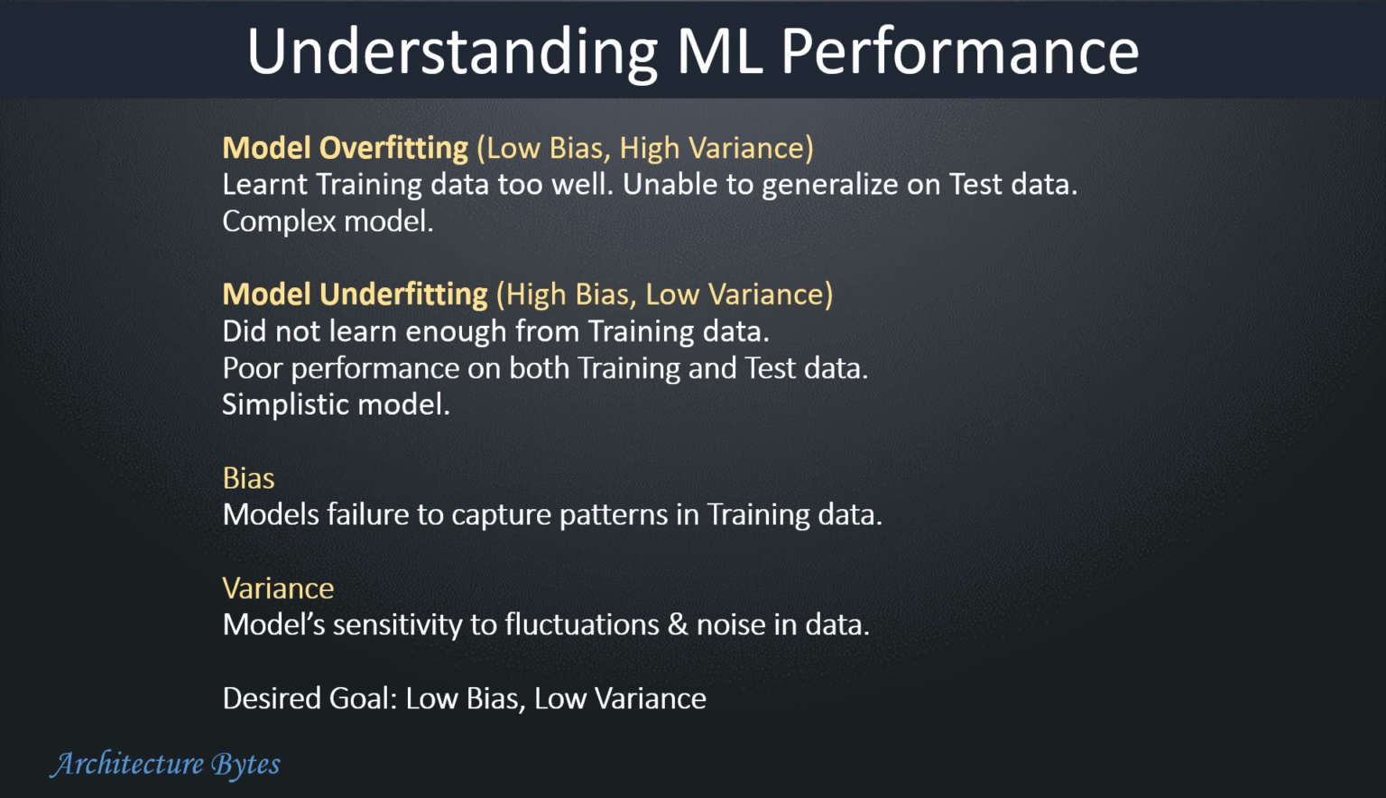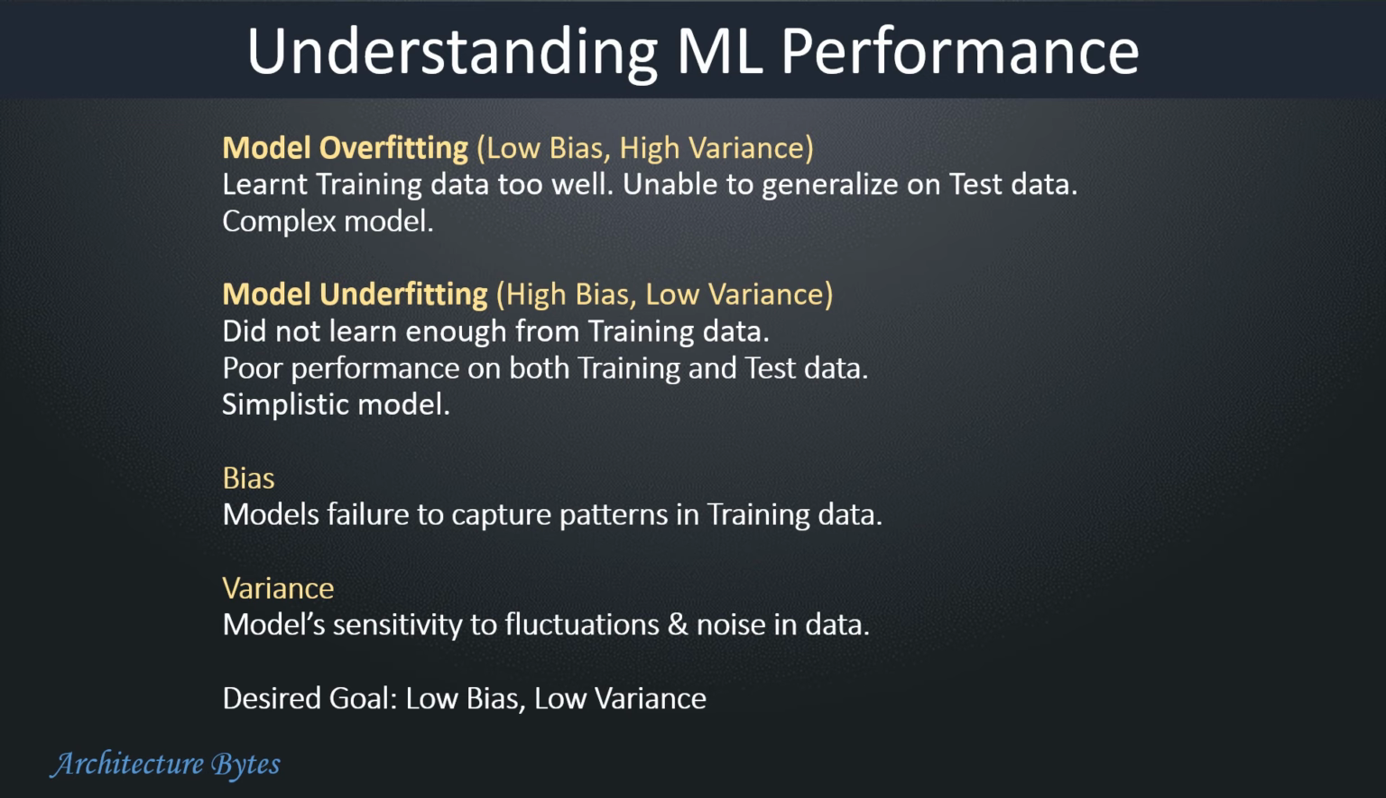Model underfitting is a case of high bias and low variance. Here the model did not learn enough from training data. Its performance is poor both on training and test data. It is a simplistic model. Bias refers to the model's failure to capture patterns in training data, and variance refers to the model's sensitivity to fluctuations and noise in data.